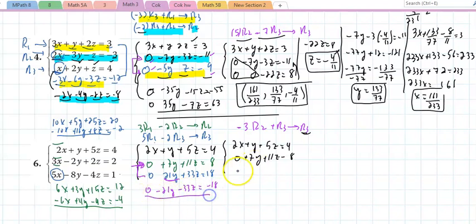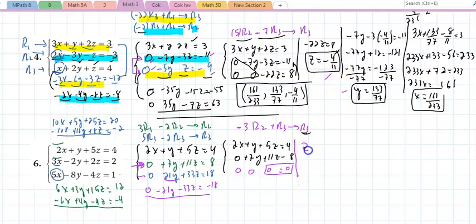If I add those, I'll get 0, 0, 0, and a 0. Well, in this case, I got a true statement. Anytime the variables cancel out completely from one row, either you have no solution or an infinite amount of solutions. Here, I got a solution. So, I'm going to still stick exactly with what I did.